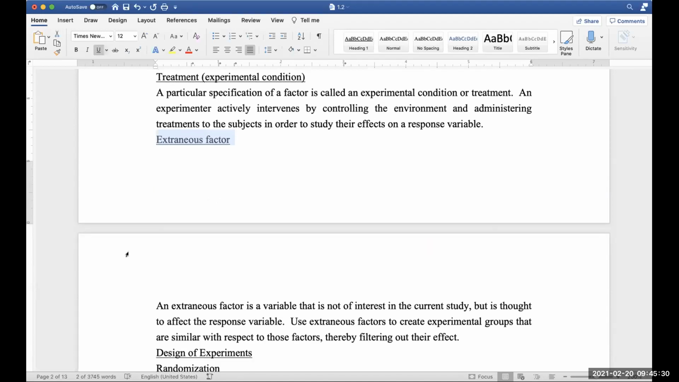An extraneous factor is a variable that is not of interest in the current study, but is thought to affect the response variable.